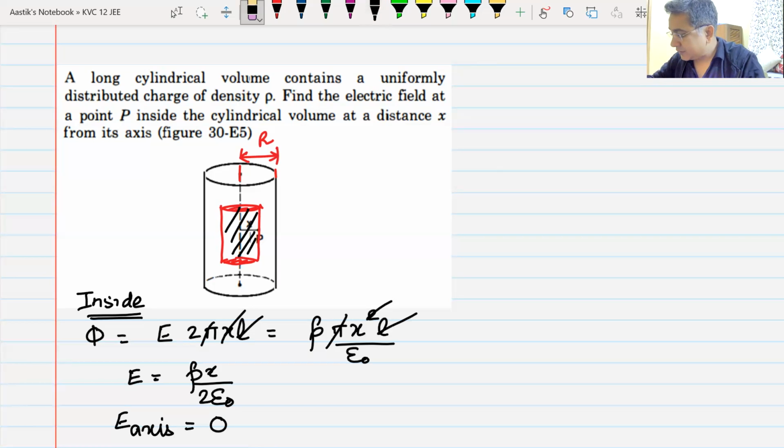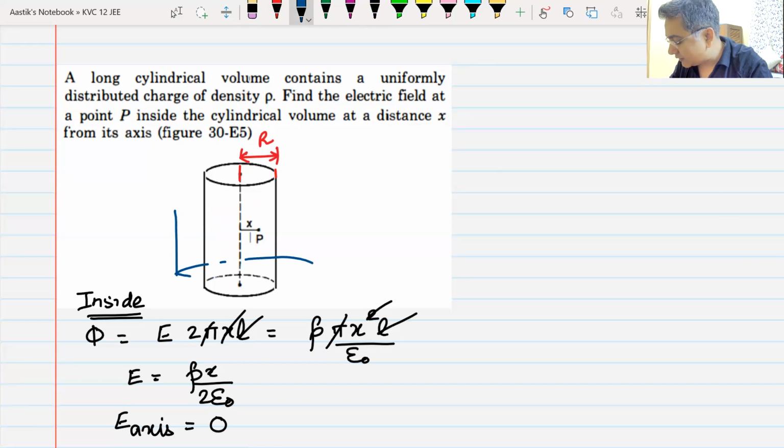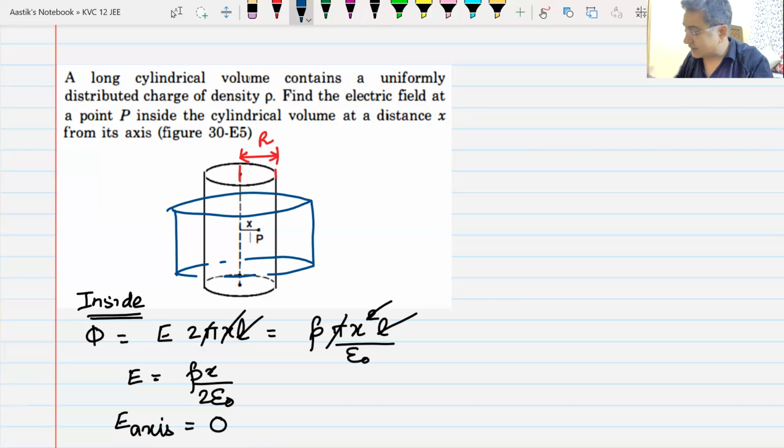Done, sir. And how am I going to find it out for outside points? I will repeat the same step. I will do it in blue now. So now my cylinder looks like this. This is the cylinder that I have created. The radius of the cylinder still remains x.